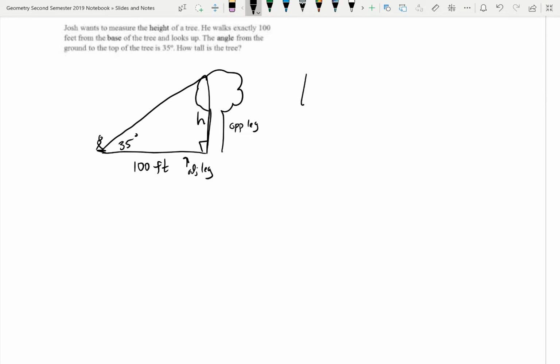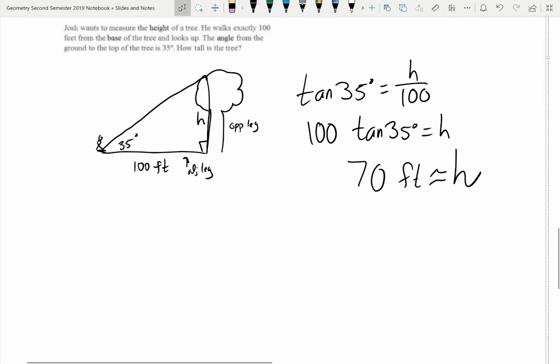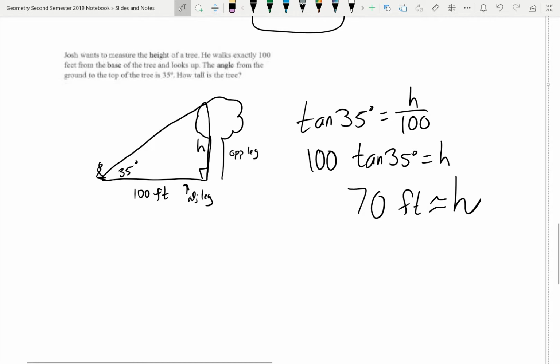And so that means tangent 35 degrees is equal to h over 100. And so 100 tan 35 degrees equals h, which means about 70 feet. It's approximately equal to the height. There we go. All right, that concludes lesson 12.2.